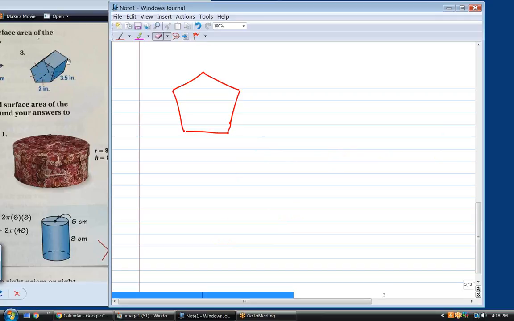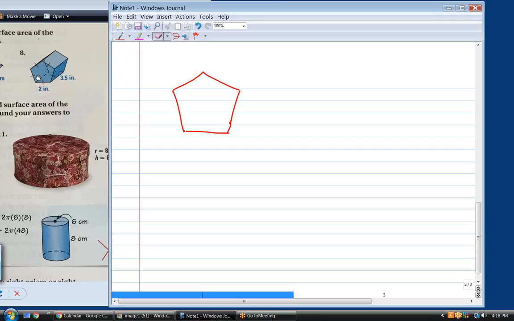Prism or not? Number 8. I think it is. Yeah, I've got a regular pentagon there. I got on the back side a regular pentagon. They're parallel, they're equal, they're opposite.